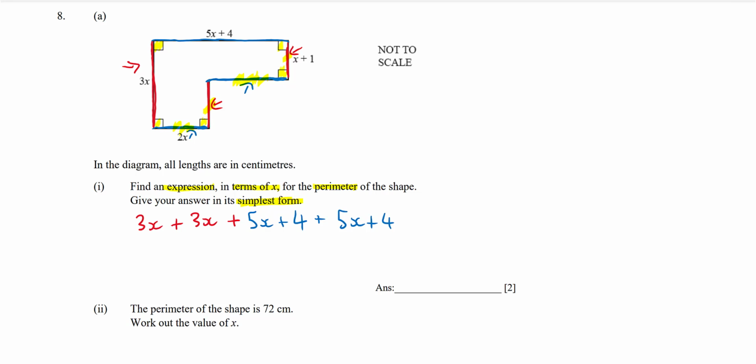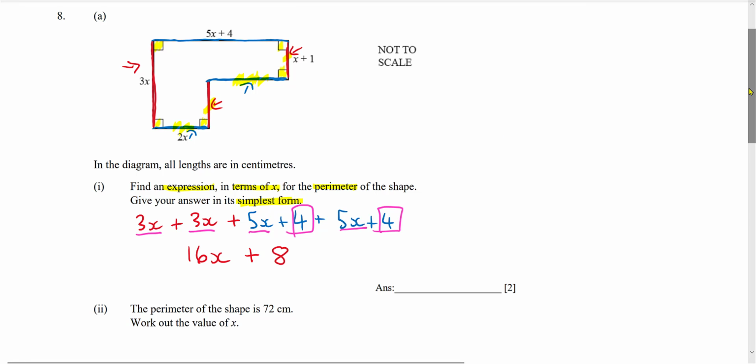Okay, so now we can simplify it. If we add up all the like terms, the terms with x, we've got 3x plus 3x is 6x, and then we have 5x plus 5x, which is 10x, so 6x plus 10x is 16x, and then we've got a plus 4 and a plus 4, which is 8. So the expression in its simplest form is 16x plus 8.